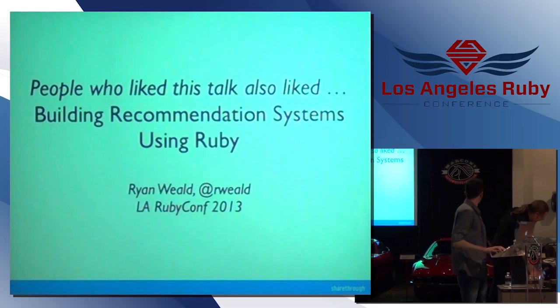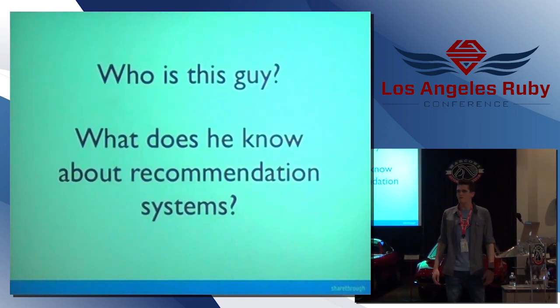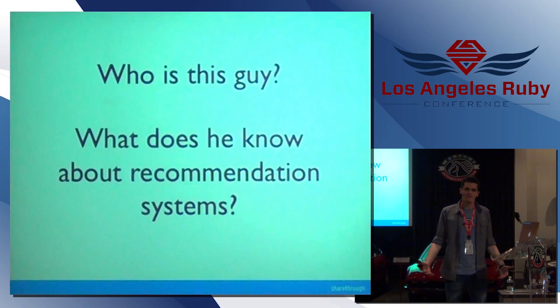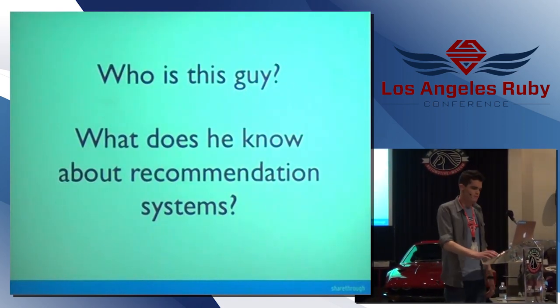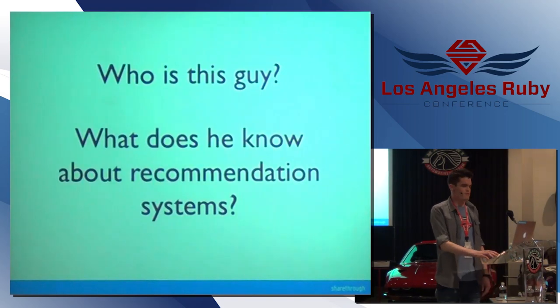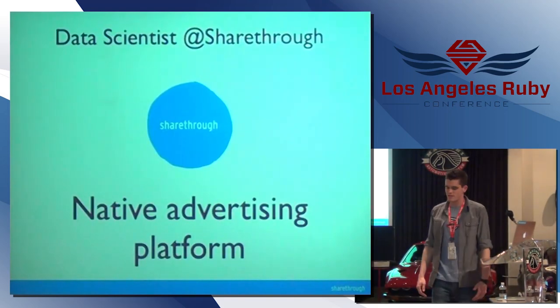Alright, so today I'm going to talk about building recommendation systems in Ruby. But first, you're probably wondering, who is this guy and what does he know about recommendation systems? I'm far too young to have a PhD, so what gives me the authority to talk to you guys about this subject? I'm currently a data scientist at a startup in San Francisco called ShareThrough.